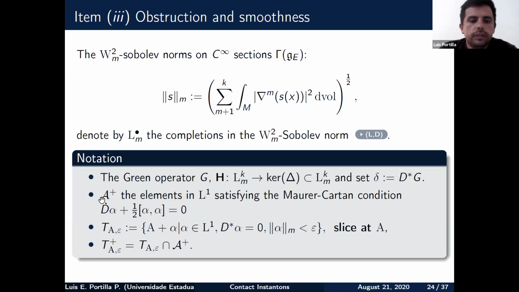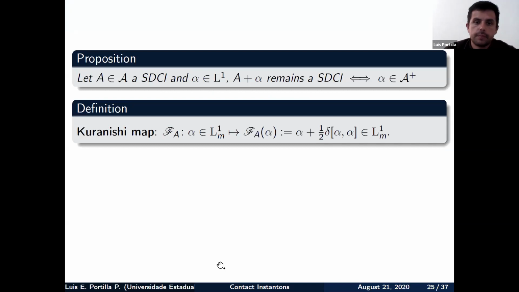Here I'm considering the space of connections, like an affine space in the adjoint bundle. T epsilon is a slice at A inside the kernel of the formal adjoint D, with a small norm. And this symbol denotes the intersection of the slice with Maurer-Cartan elements. Variations of the Z-dual contact instantons remain Z-dual contact instantons if and only if alpha belongs to the Maurer-Cartan elements.